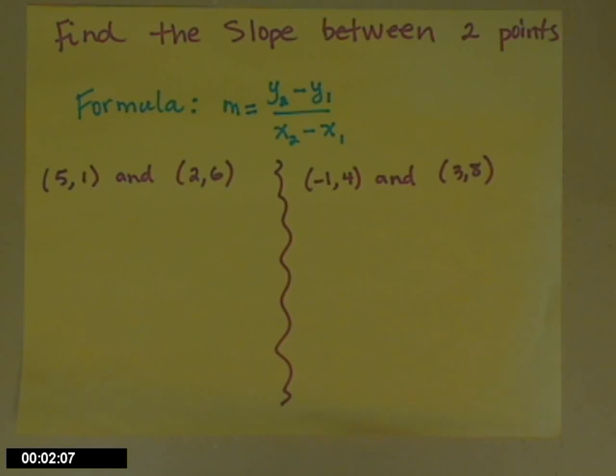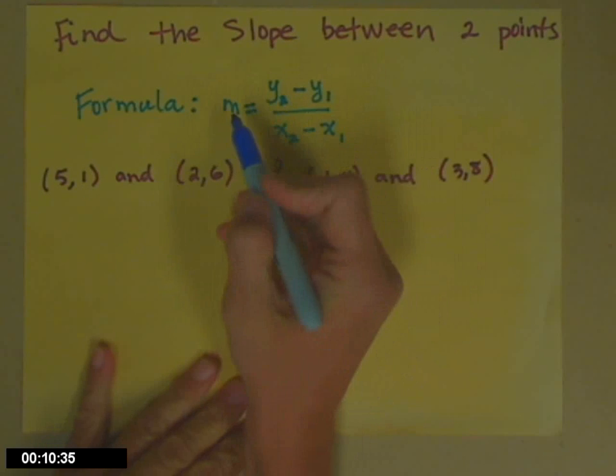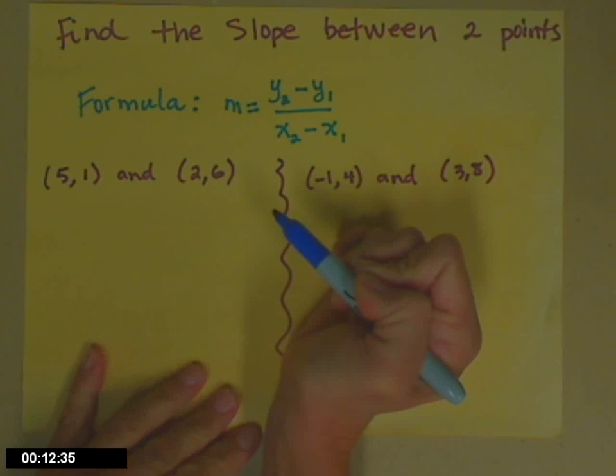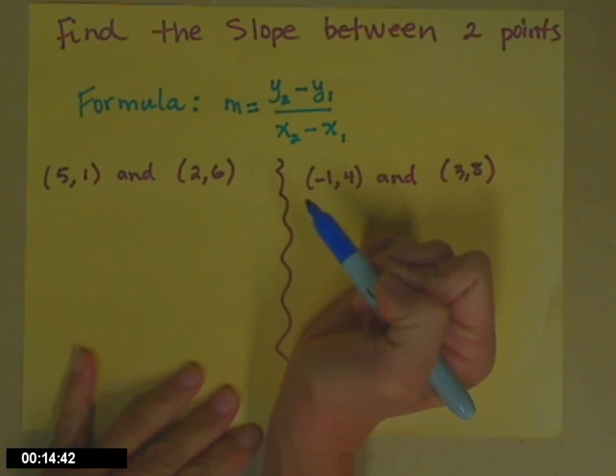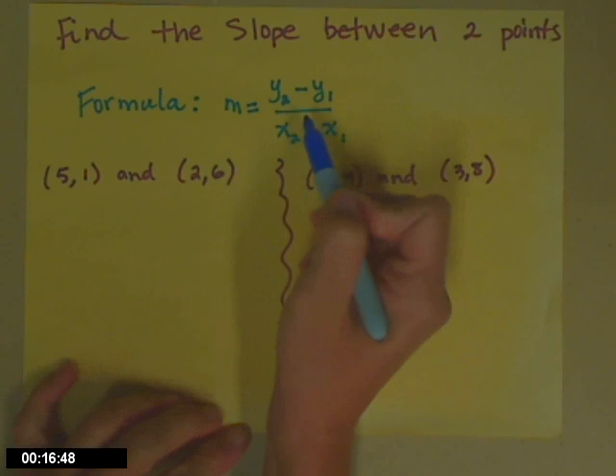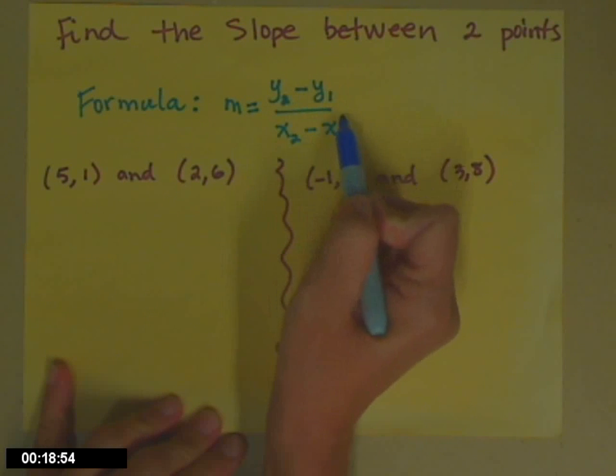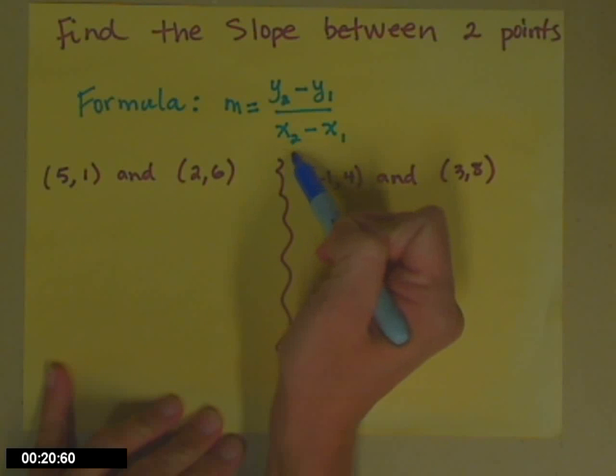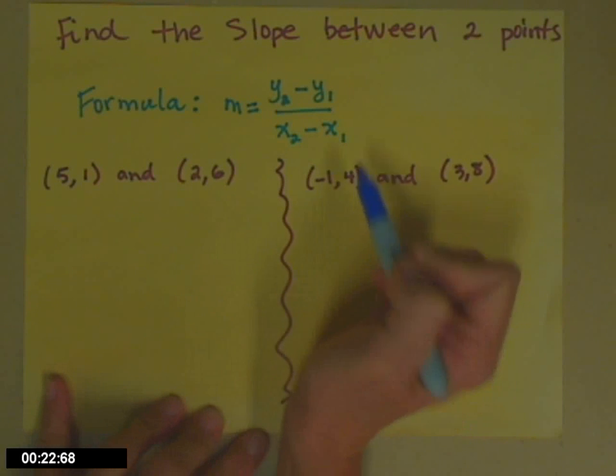One of the first things you'll need to find when you're looking for an equation of a line is to know the slope between 2 points. There's a handy-dandy formula. Here's what it is. We use m, the letter m, to represent slope. It's not an s, so don't ask. M equals y sub 2 minus y sub 1 divided by x sub 2 minus x sub 1.